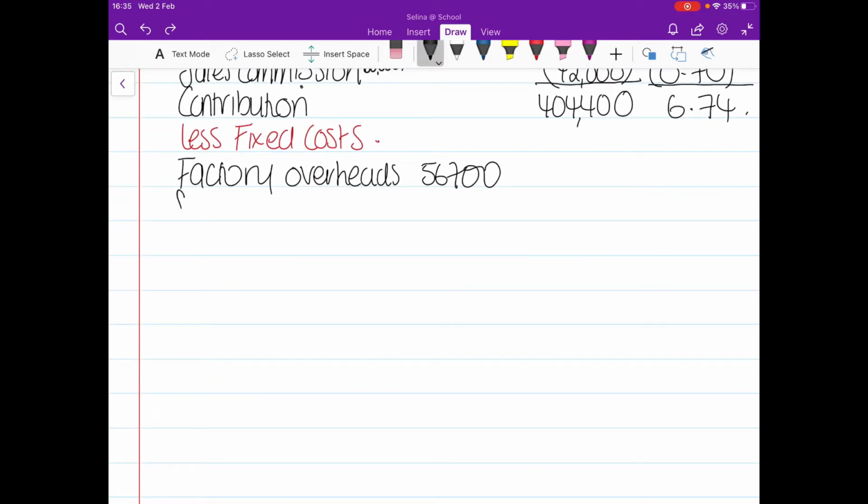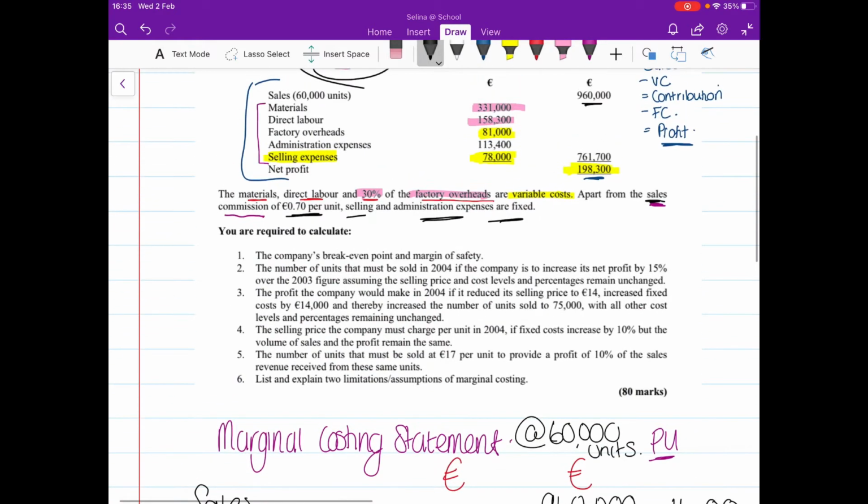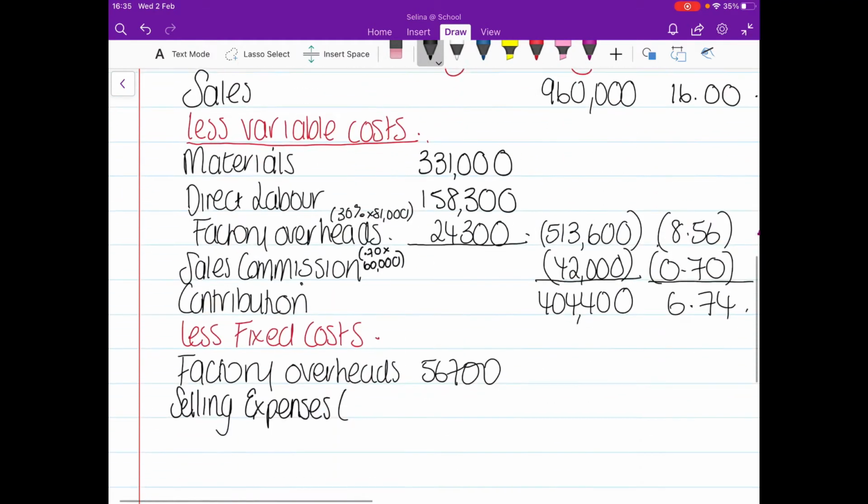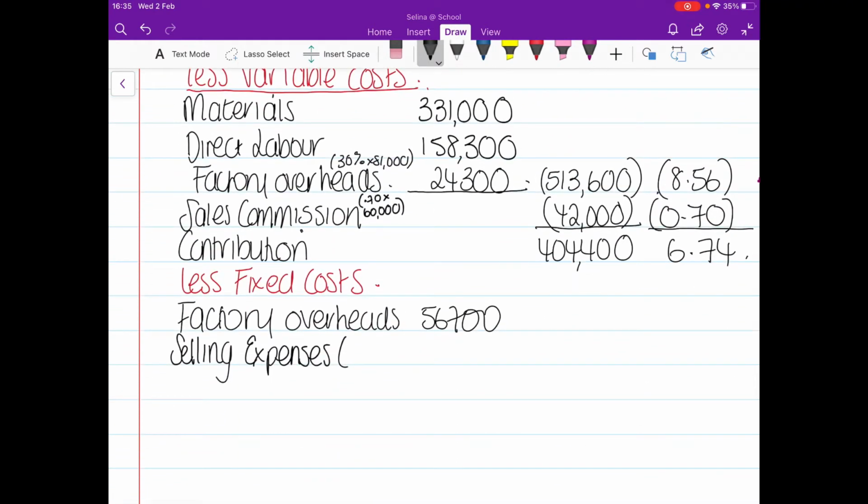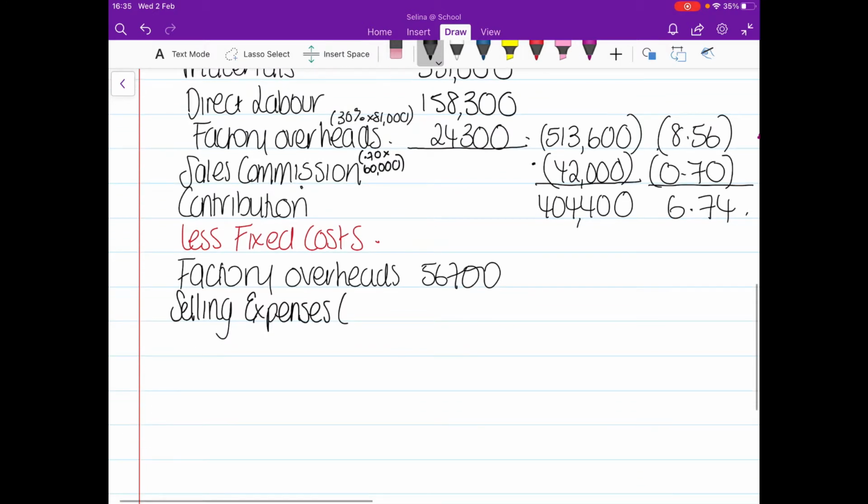So selling expenses was the 78 minus our 42 that we already have because of the sales commission. 78 minus 42, which is leaving you with €36,000. And then the admin expenses are all fixed as well.